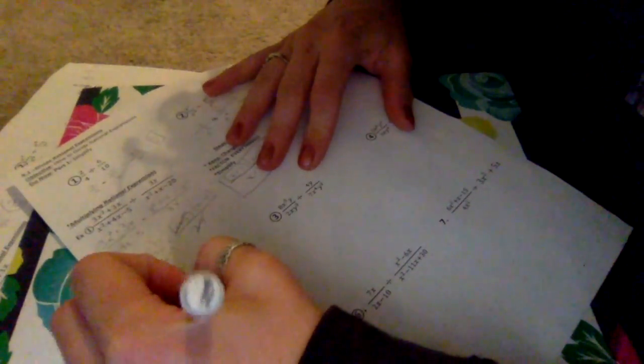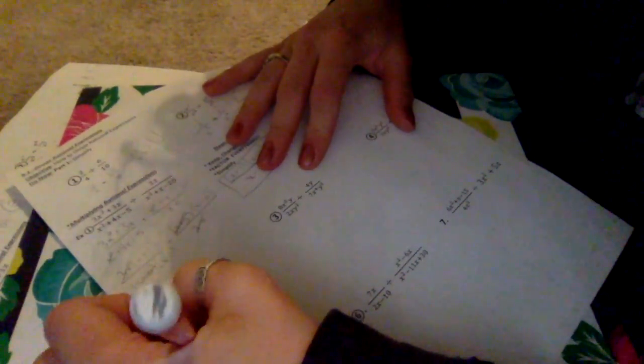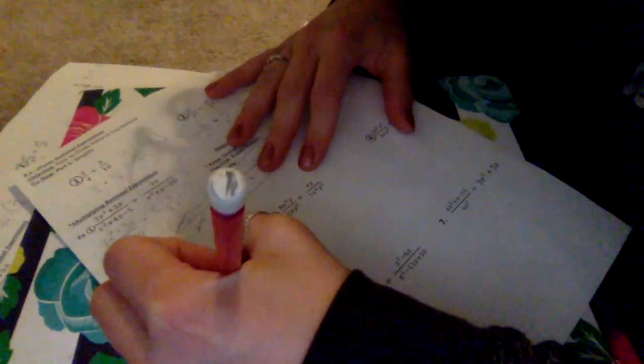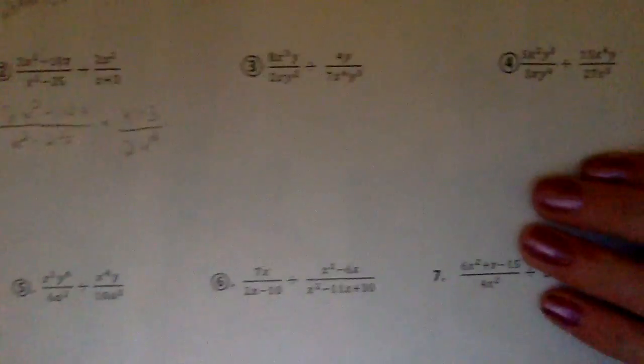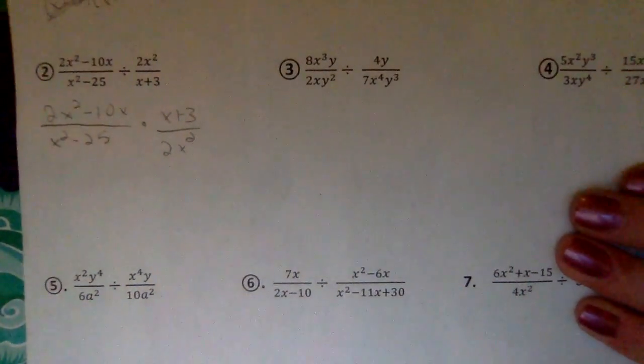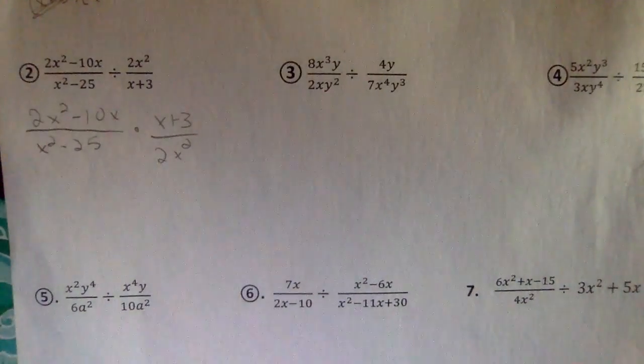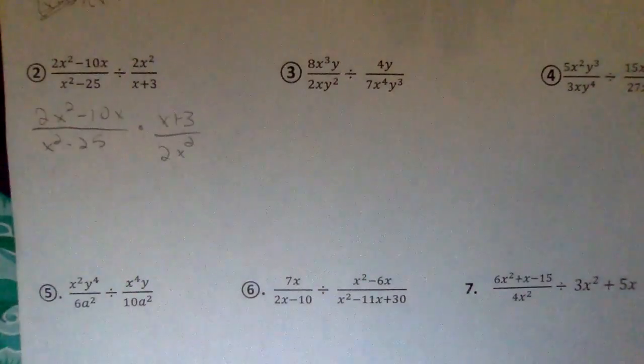Okay, next one, same thing. Let's rewrite it so it's multiplication. Okay, so I kept the first fraction. I changed to multiplication, and then I flipped the second fraction.